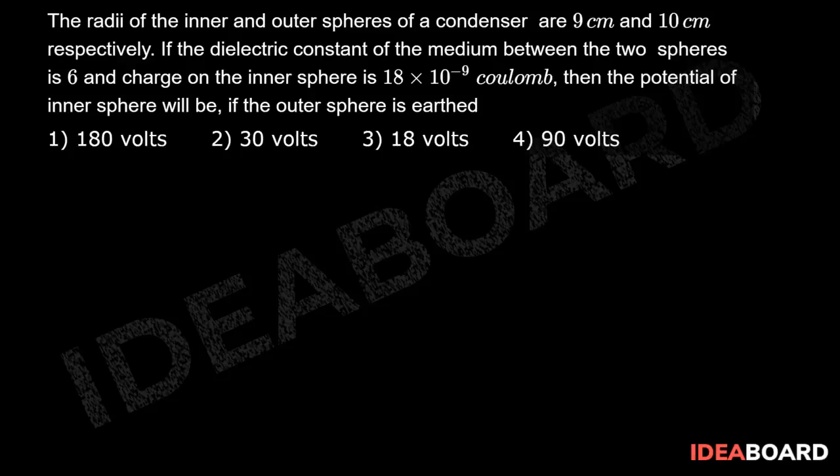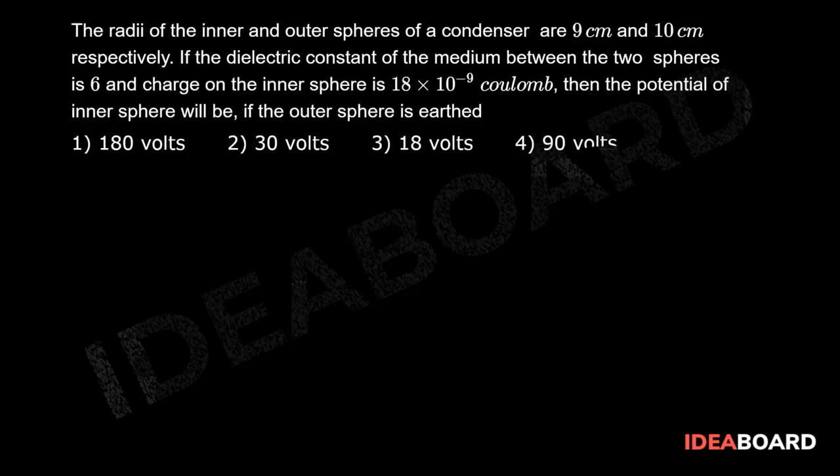The radii of the inner and the outer sphere of a condenser are 9 cm and 10 cm respectively. The dielectric constant of the medium between the two spheres is 6 and the charge on the inner sphere is 18 into 10 to the power minus 9 coulomb. Then the potential of the inner sphere will be, if the outer sphere is earthed.